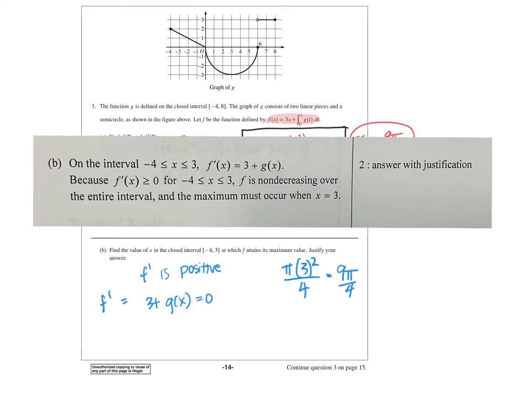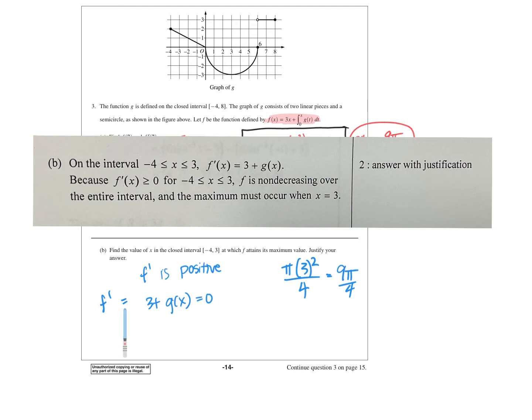Excellent. The lowest value of g, correct us if we're wrong, is -3. So 3 plus -3 is never going to be negative. It's going to be 0 or positive. Thank you, Abby. The lowest value of g is -3, so it says because f prime is greater than or equal to 0, you're right, it's never going to be negative.